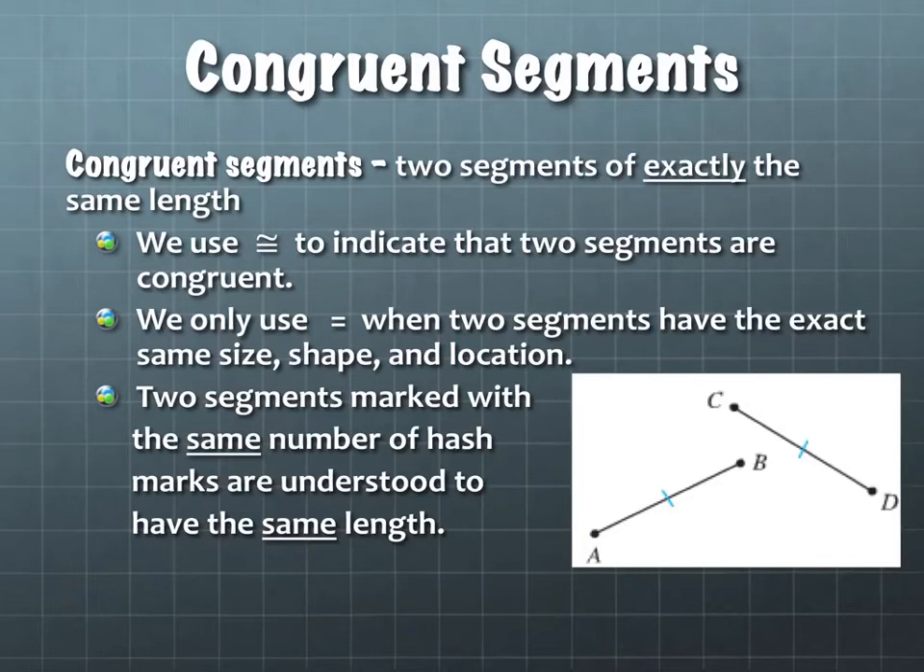If two segments are marked with the same number of hash marks, they're understood to have the same length. So you can see in this picture right here that there's little blue hash marks marking AB and CD. That means that they're the same length. You'll typically just use one hash mark like that unless you have a diagram where there's more going on, and you might need to show that two pairs of things are the same length, right? So these two are the same length and they have just one hash mark, and these two over here have double hash marks because they're not the same as the other ones, but they're the same as each other.